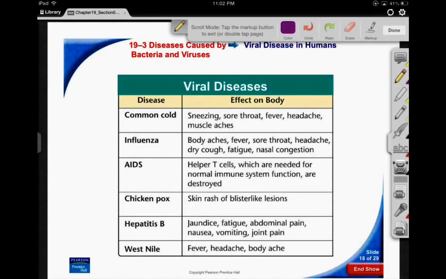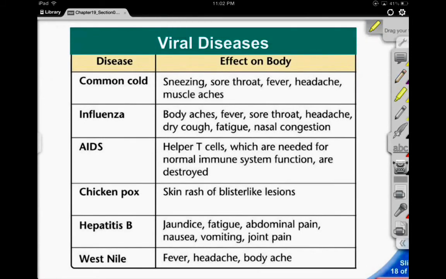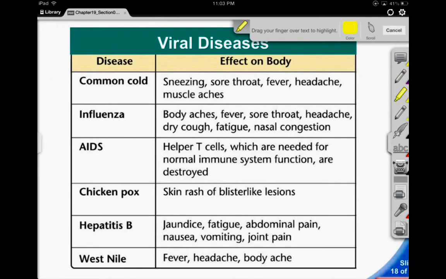So here's some of our more common viruses. Please notice that with the common cold, you might have a slightly elevated fever, but it won't be super high. And you might have a little bit of body aching, but you won't have that incredible body ache. If you've ever had influenza, you go flat on your back. And you go through the chills and your body aches all over, and it feels like you've been run over by a truck. The common cold isn't like that. Influenza is.